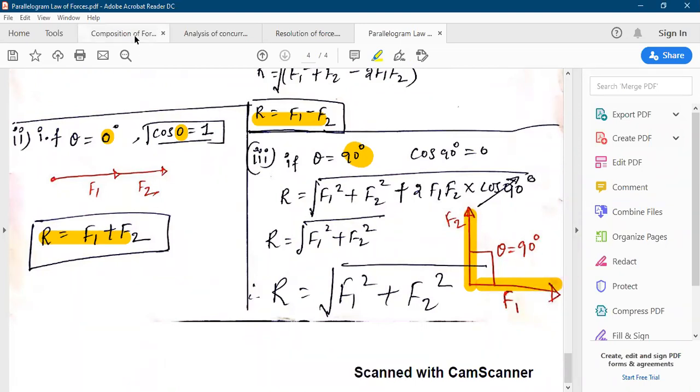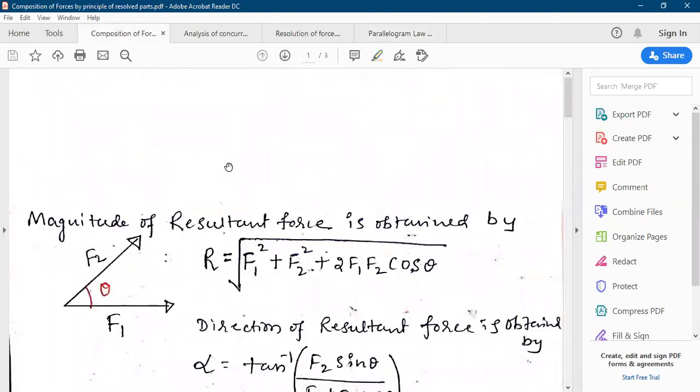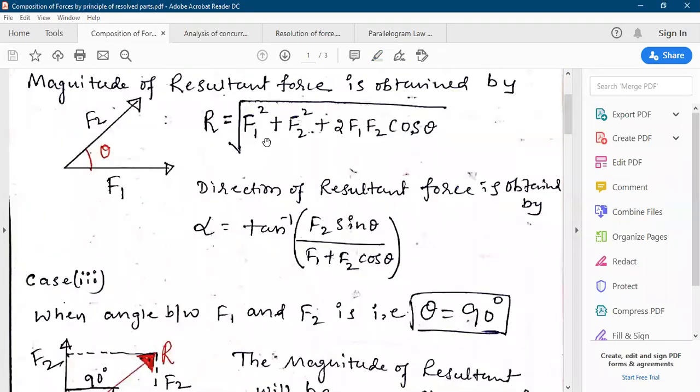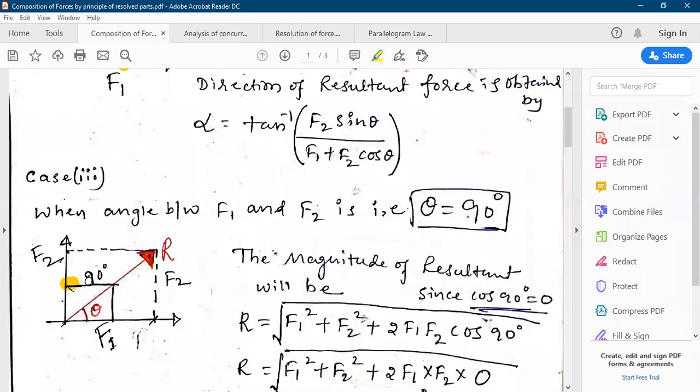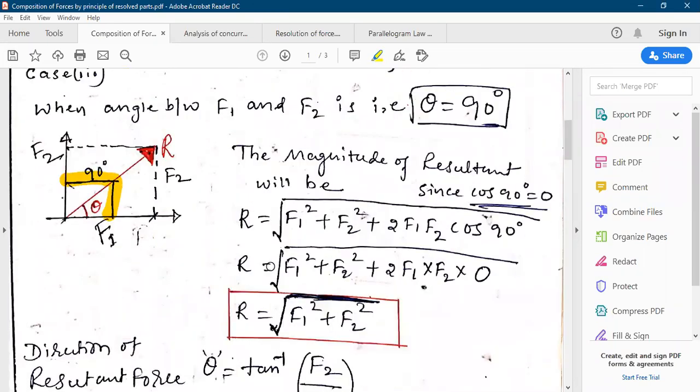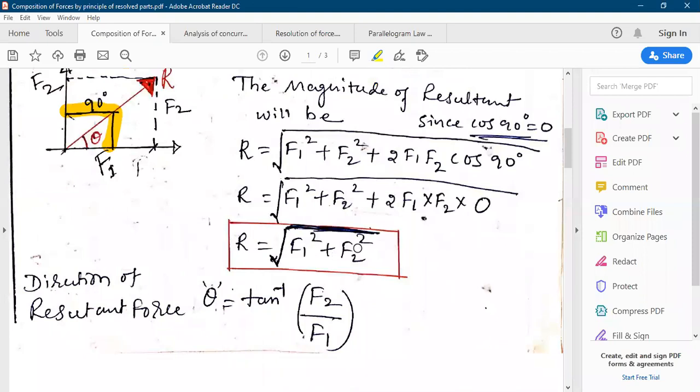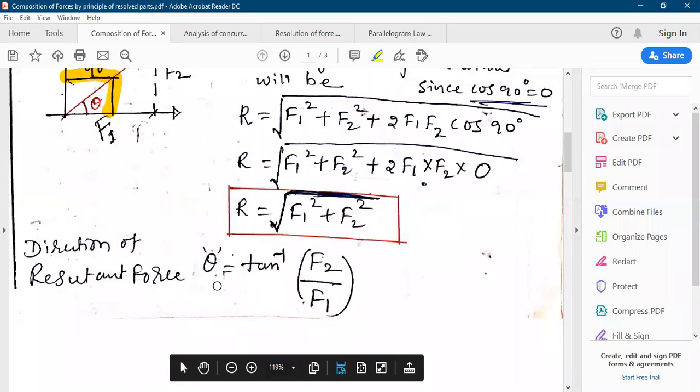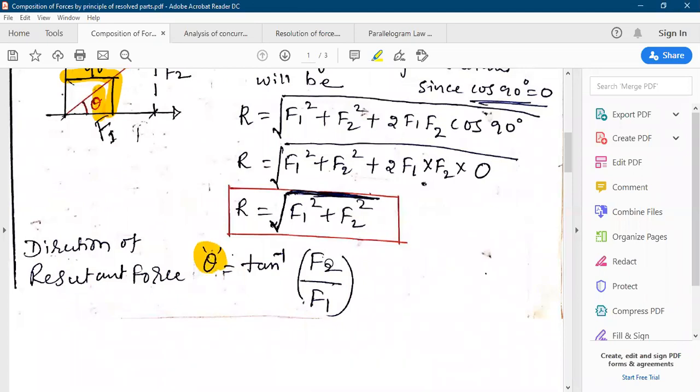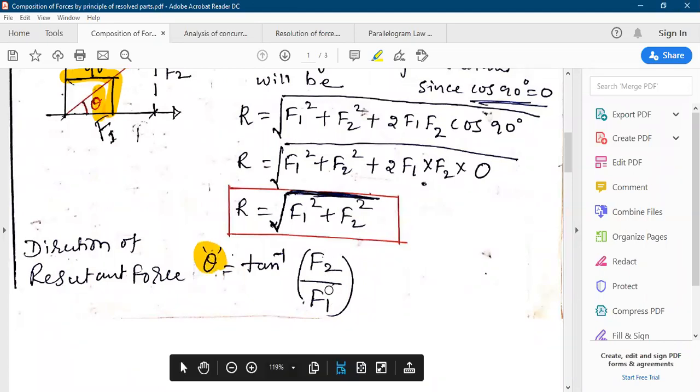So we have written r is equal to the square root of f1 square plus f2 square plus 2 f1 f2 cos theta when the angle between the two forces is theta. When the angle between the two forces is 90 degrees, this formula becomes r is equal to the square root of f1 square plus f2 square. Similarly, the direction of inclination of the resultant force, the angle theta, will become tan inverse of f2 divided by f1.